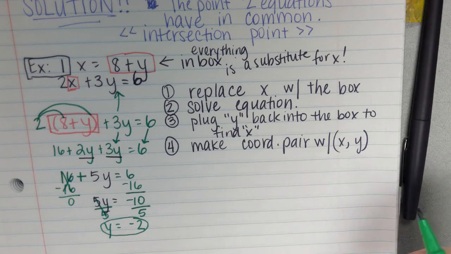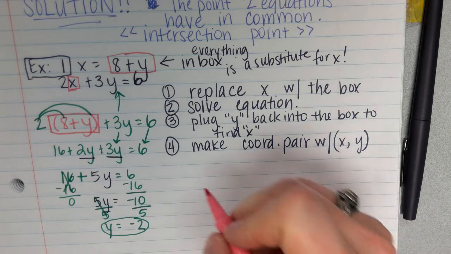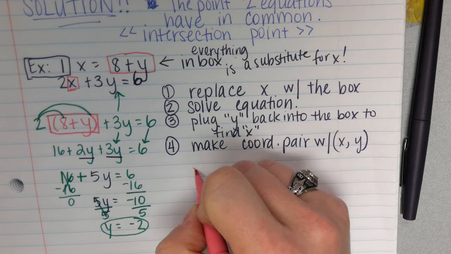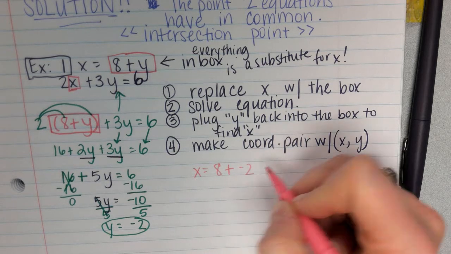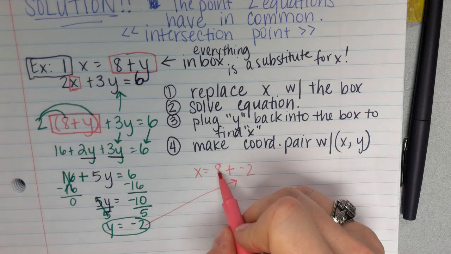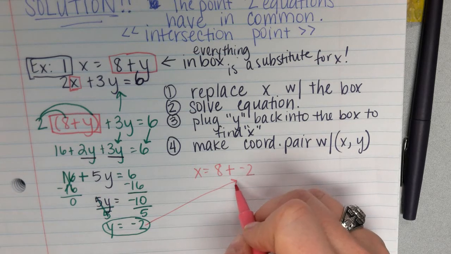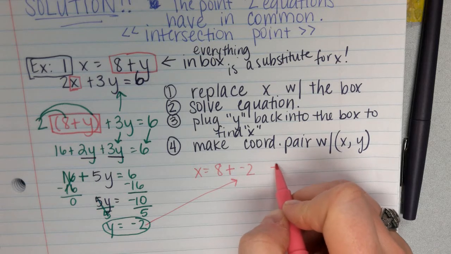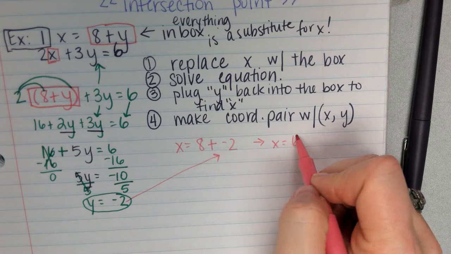We already know our y is negative 2. So let's do our x. Our x equals 8 plus y, which is negative 2. Okay? So now we just solve. 8 plus a negative 2 is the same thing as saying 8 minus 2, which is just x equals 6. I'm going to circle that.